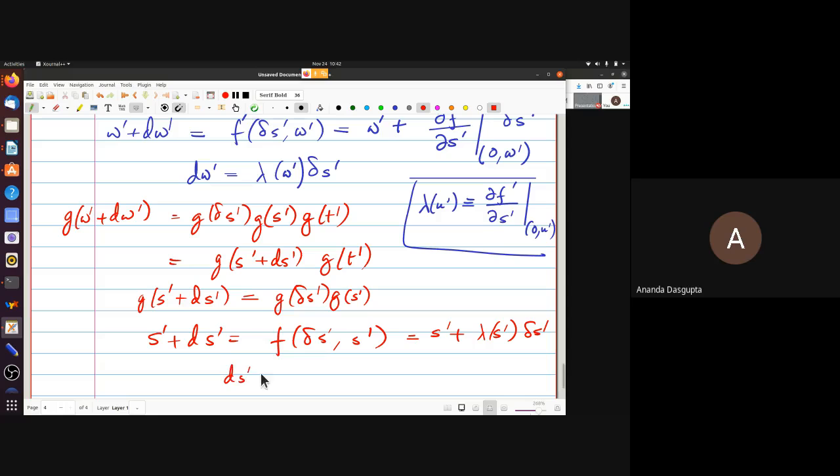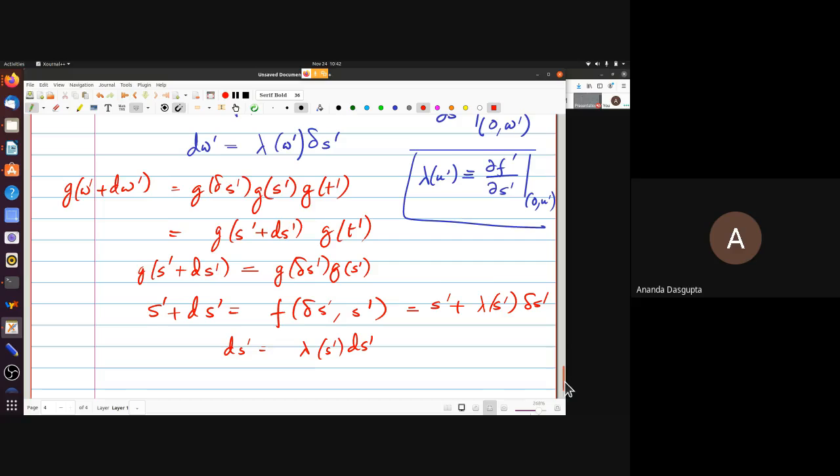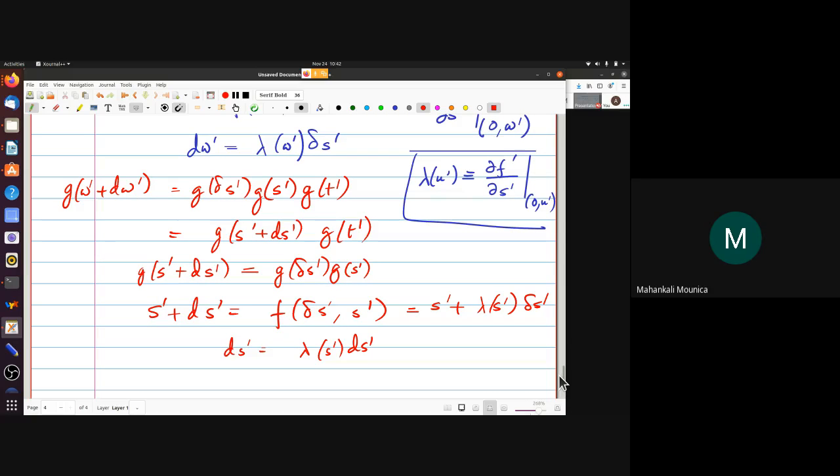so delta S prime is lambda S prime delta S prime. So notice that, yeah, lambda S prime, delta S prime, sir, yeah, this is delta. Sorry, yeah, of course. The last line, whatever I wrote, was an absurdity. So yeah, delta S prime.